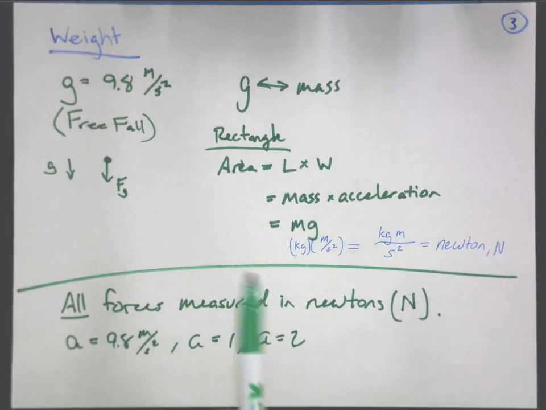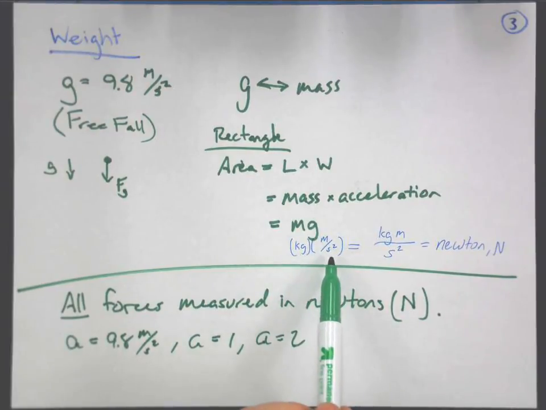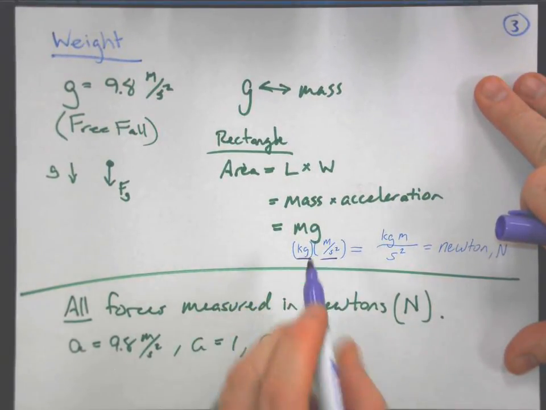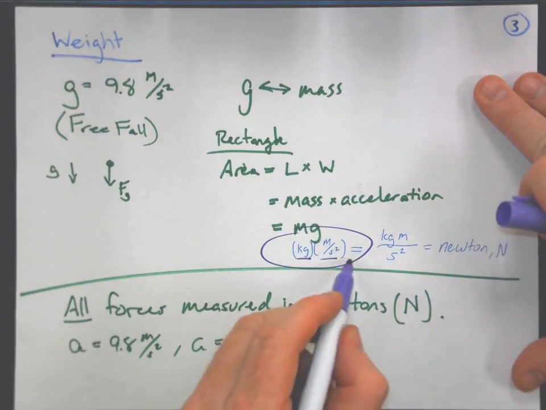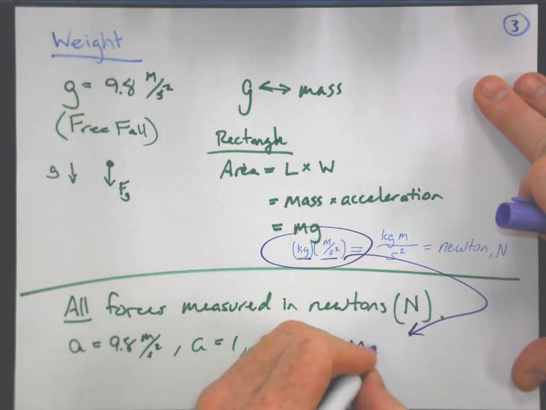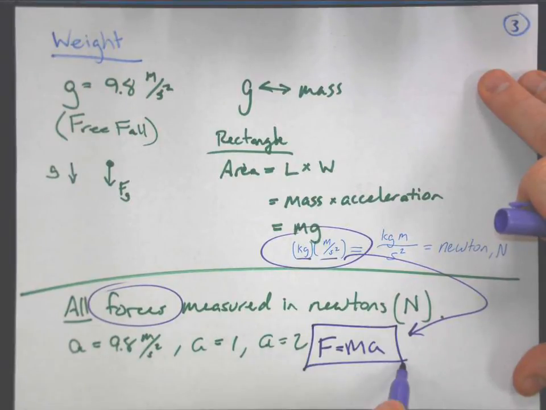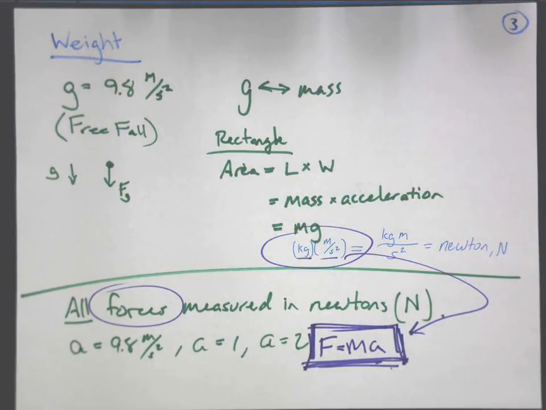So look at this. We have mass times acceleration. Let me switch colors here so it stands out just a bit. Purple. Kilograms is mass. Meters per second squared is acceleration. Mass times acceleration gives us what? It gives us a force. Force equals mass times acceleration. F equals ma. This is an equation that you really need to be comfortable with. You need to get used to it.